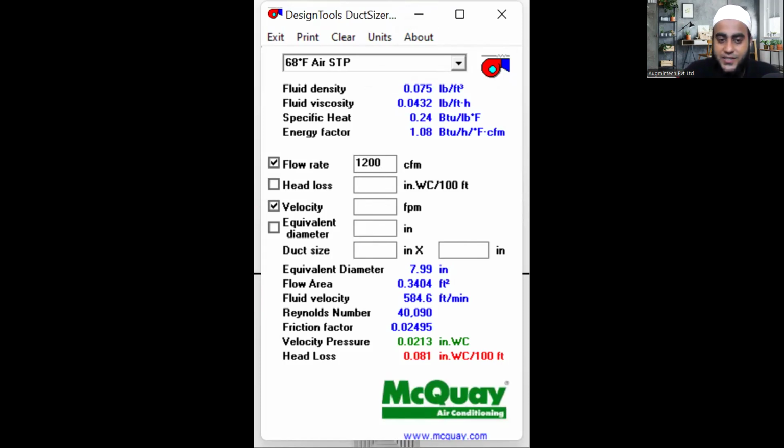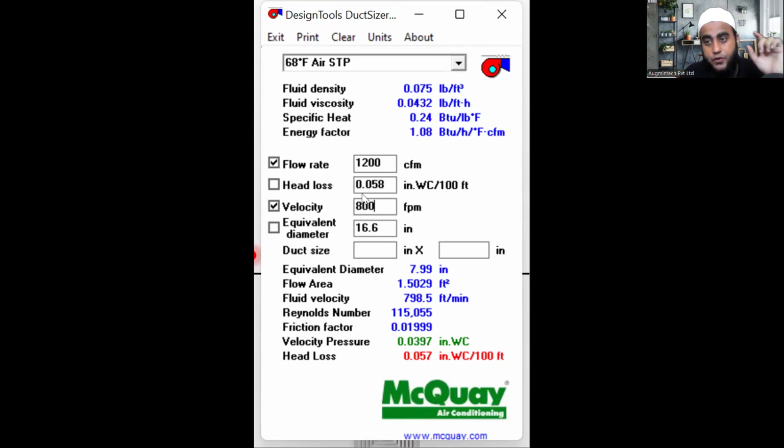Now all of you tell me, this is our main duct. In main duct, 1200 CFM is flowing. So velocity, how much maximum we can maintain? Up to 1000 FPM, no problem. Minimum 600 in the main duct. So suppose I'm maintaining average 800 FPM. If I'm maintaining that, the head loss value which I have got here is how much? 0.058.